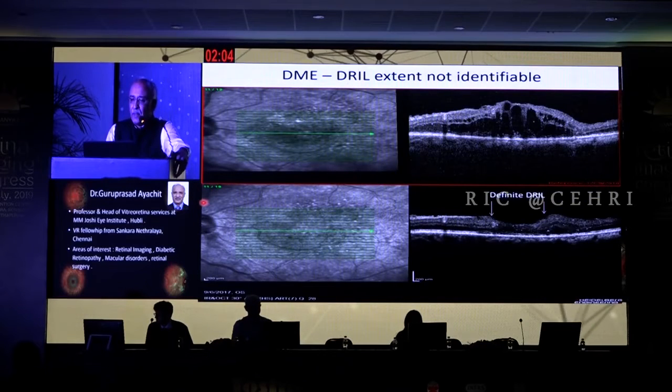This is a similar example of a patient in whom we could not identify DRIL in the pre-injection picture, but in the post-injection picture, you could see that there is definite DRIL. And when we went back to see the previous images, we saw that it was almost coinciding with the post-injection picture. So post-treatment images give some clue to identification of DRIL in the pre-injection images as well.